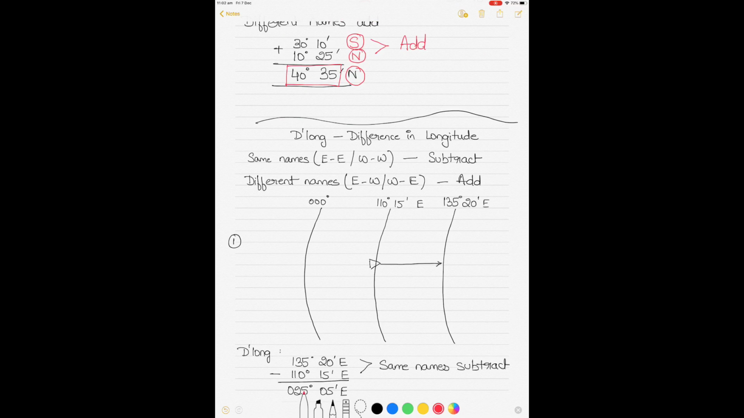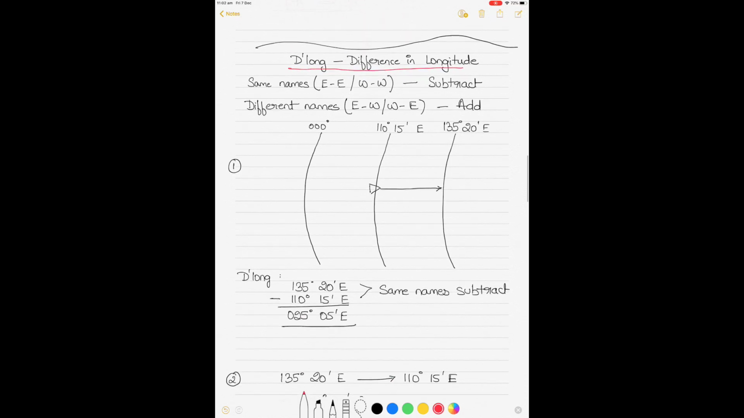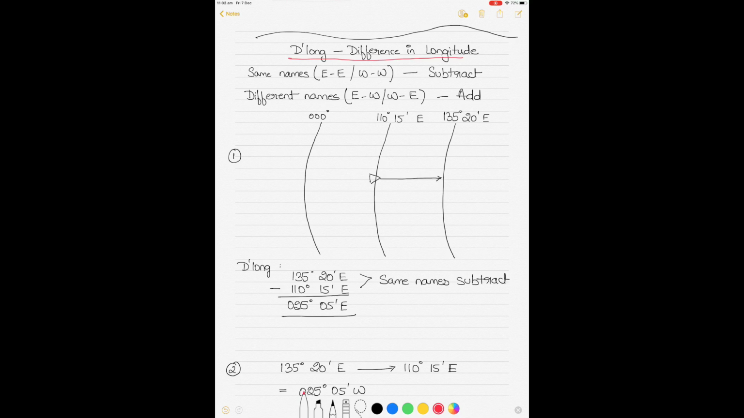Now, how do you calculate Dlong, or the difference in the longitude? To do so, the rules are very similar to that of DLAT. The rules are again same names, that is, if they are east and east, the longitude of departure and longitude of arrival, or if the longitude of arrival and departure are both in the western longitudes, then you will subtract the two longitudes and you will name it in the direction of the travel. Similarly, if the longitude of arrival and departure are in different longitudes, such as one is in east and the other one is in west, or vice versa, you will add the two values and again you will name it in the direction of travel.